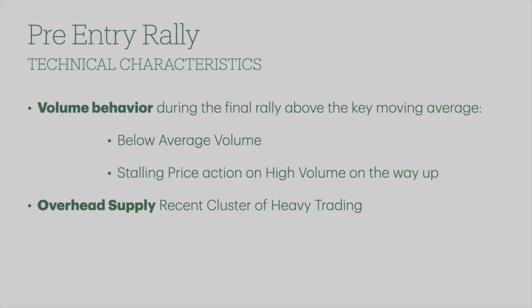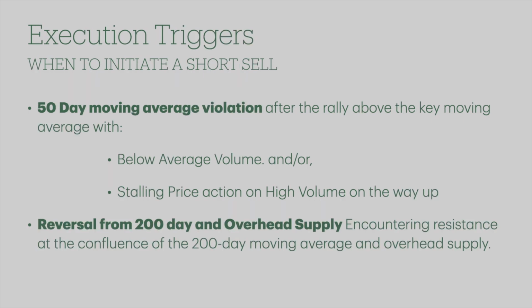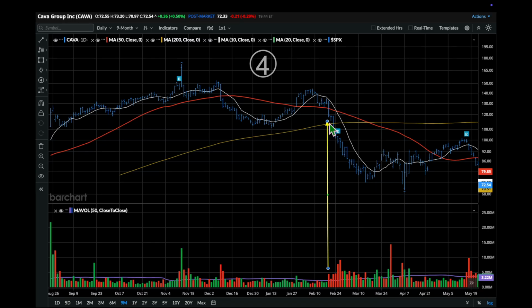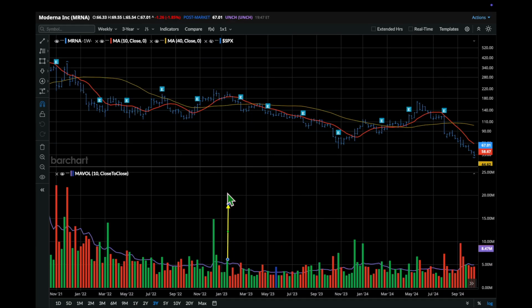Now that we know exactly what structural clues to look for during the pre-entry rally, let's talk about the actual trigger to enter our short position. Once you have witnessed that weak, low-volume rally or a high-volume stalling action, your eyes should be glued to the 50-day moving average. Our entry trigger is a clear, high-volume breakdown below this 50-day line on the daily chart.